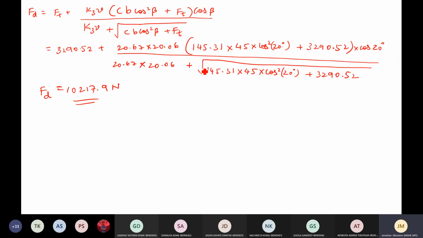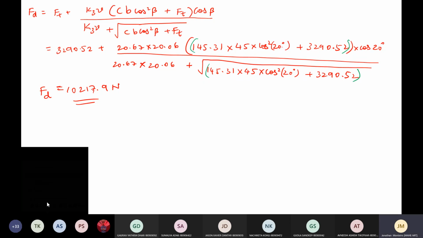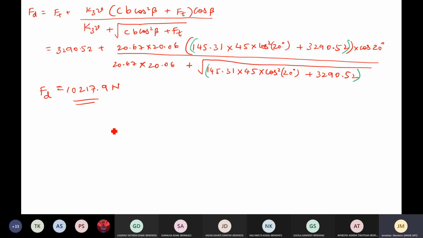So what you can do is solve this quantity first over here. Whatever quantity you get will be multiplied in the numerator and will be added to the denominator as a square root. So that is one major part.